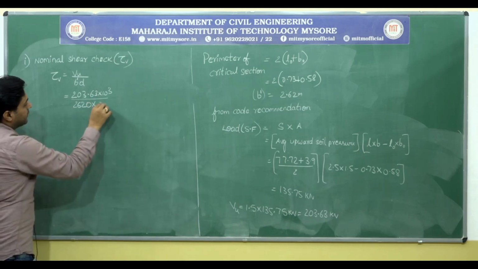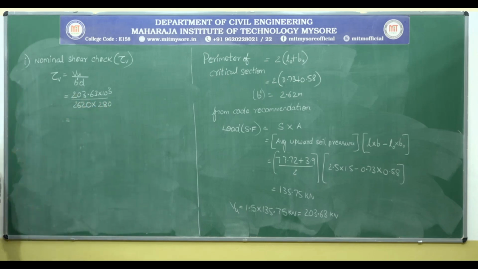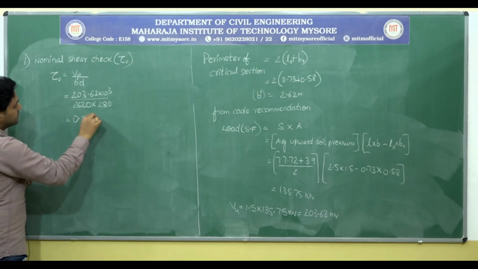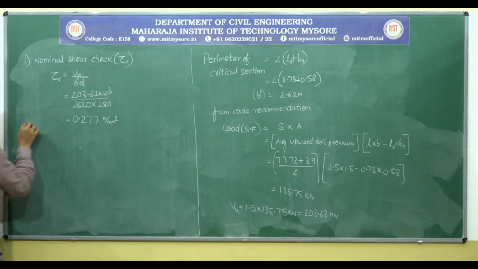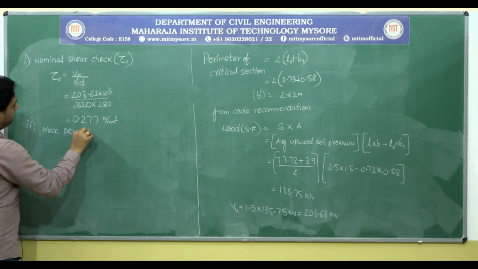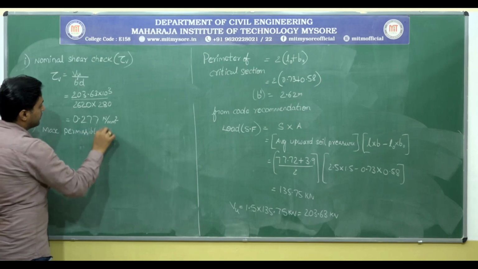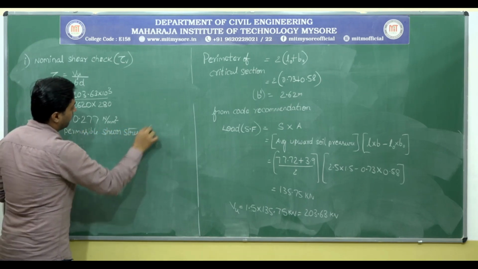So what is the effective depth? It's 280. So be careful with this. The value that we are getting here is 0.277 Newton per mm square. So tau c max value I will be taking directly. It is the maximum permissible shear stress, tau c max.